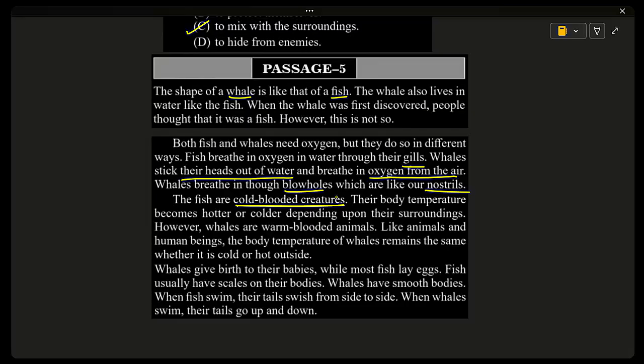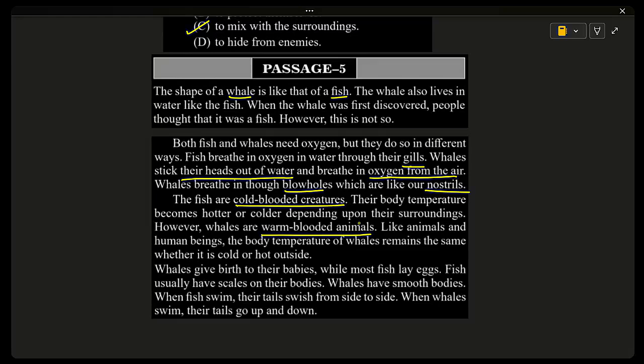So cold-blooded creatures and warm-blooded creatures: their body temperature becomes hotter or colder depending upon their surroundings. Fish body temperature changes according to their surroundings, colder and hotter. However, whales are warm-blooded animals. So whales are like human beings. When it comes to respiration, they have lungs and they are warm-blooded animals. But fish are not like that.